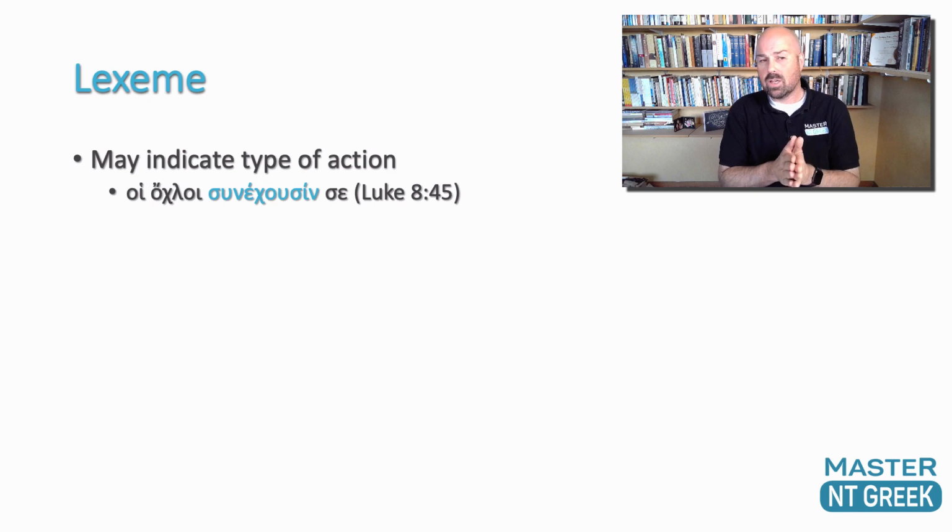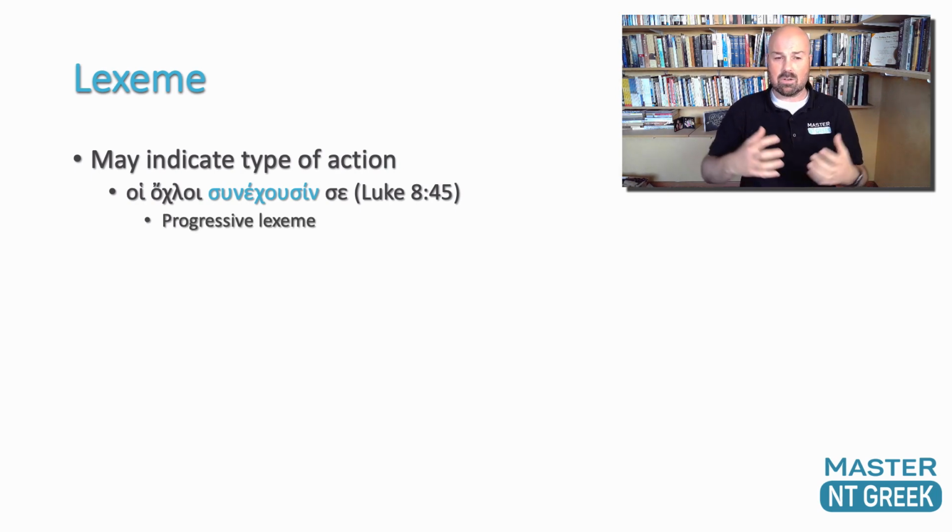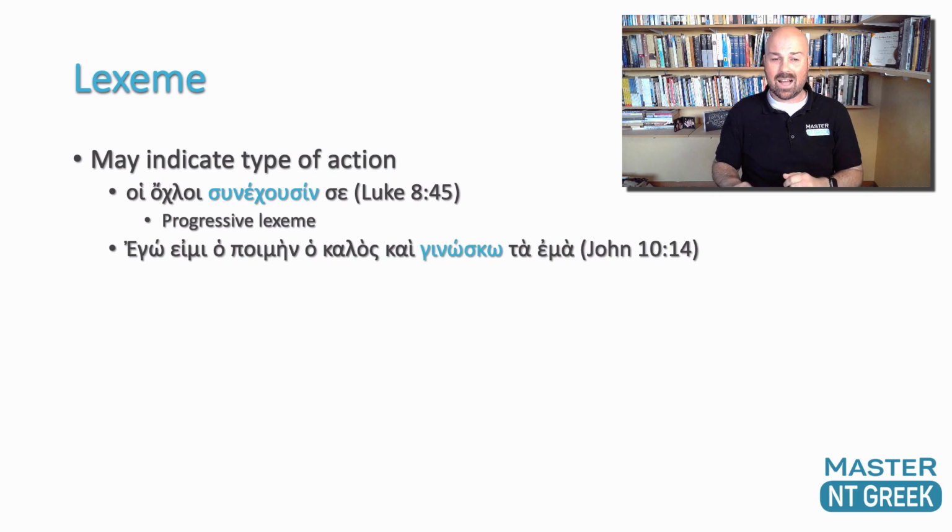So for instance, in Luke chapter 8:45, we have the crowds press upon you. Sunekusen here refers to this progressive idea of pressing upon, holding fast to. And this has a progressive lexeme. It's not something that's done quickly. It is something that is viewed in its own right. The lexeme itself has this progressive idea.